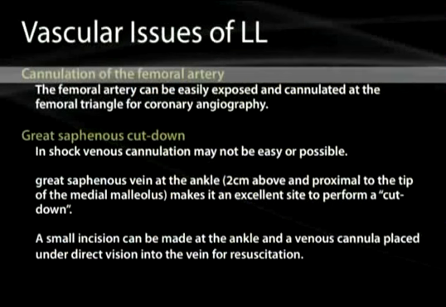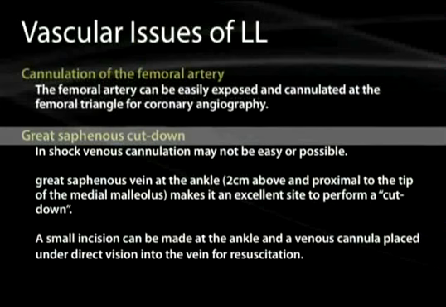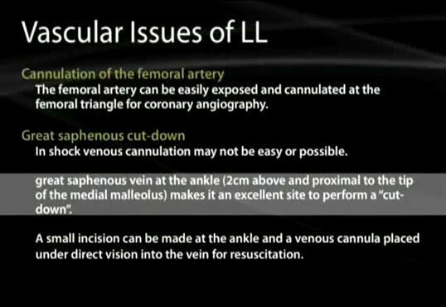What other kinds of vascular issues of the lower limb do we have? We have cannulation of the femoral artery, which is easily exposed in the femoral triangle for a coronary angiograph. The great saphenous cut down in shock, venous cannulation, can be possible by cutting down into the medial malleolus on the anterior side of the malleolus to find the great saphenous vein and put a direct needle into that.